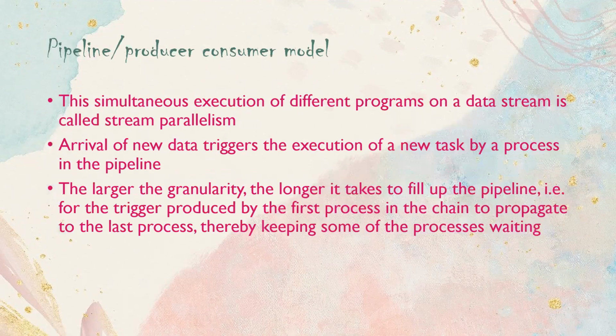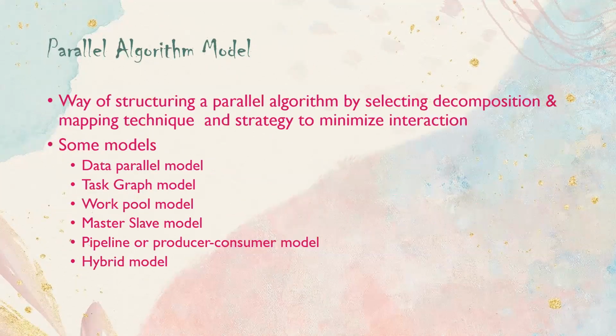We will just quickly see what these are. We have data parallel model, we have task graph model, work pool model, master slave model, pipeline, which is also called the producer consumer model, and finally we have the hybrid model.